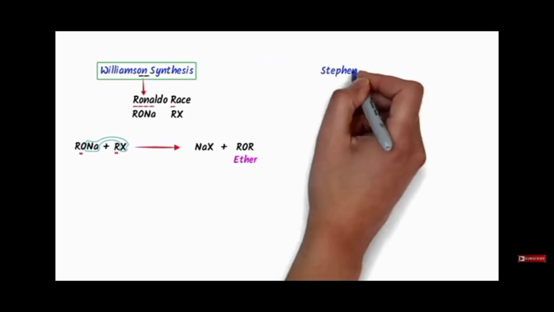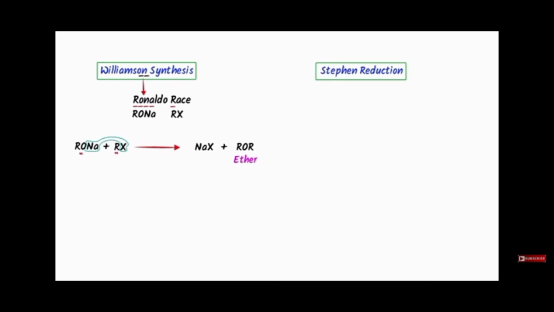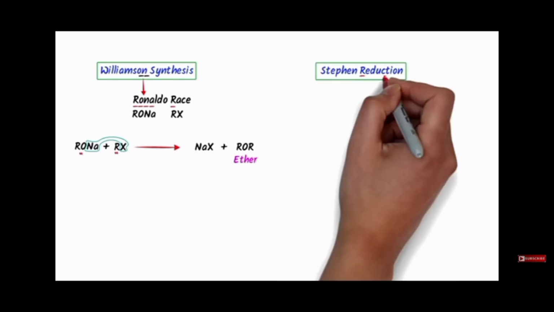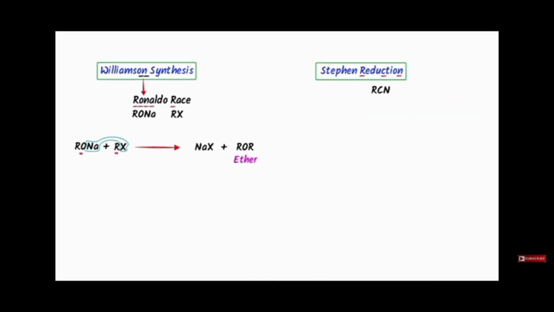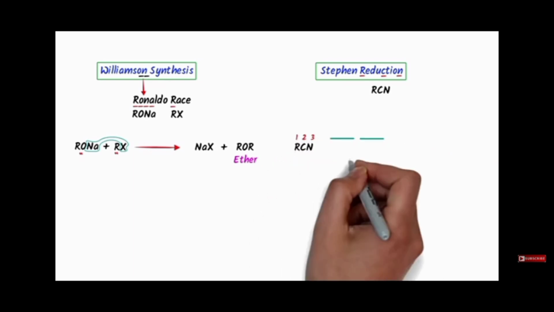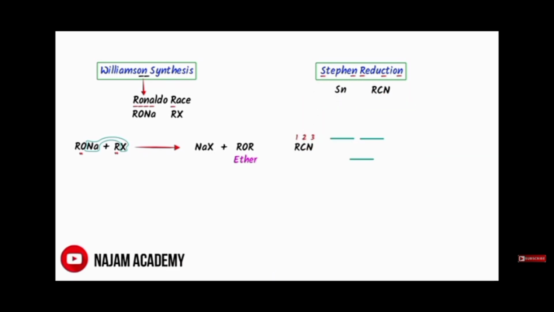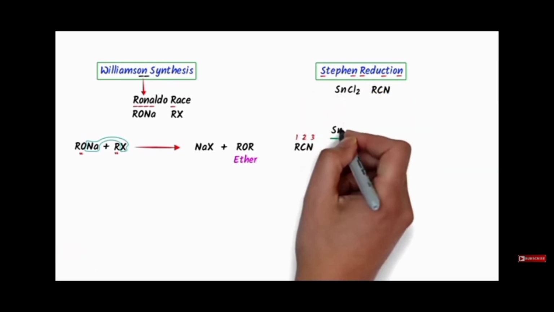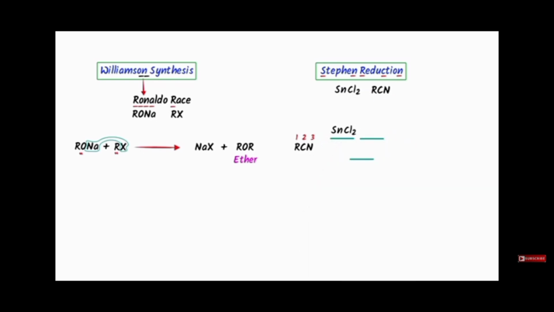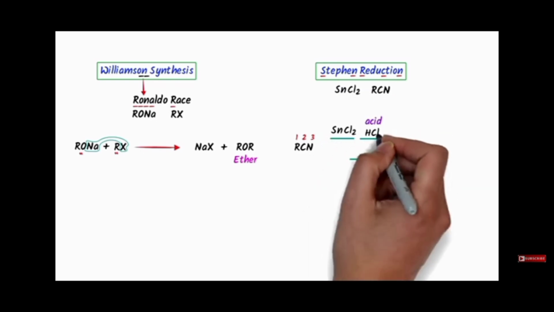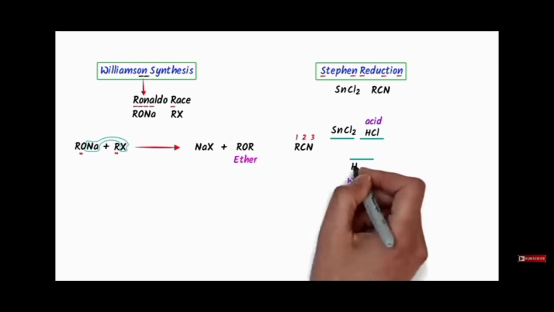Now let me teach you Stephen reduction reaction. Well, I select R, C and N in reduction. Now this R, C and N stands for alkyl cyanide. Now these are the three letters as 1, 2, 3. I write here 3 dashes. Now I select S and N in Stephen. It stands for SnCl2 or tin chloride. This dash is for acid like HCl and this dash is for water.